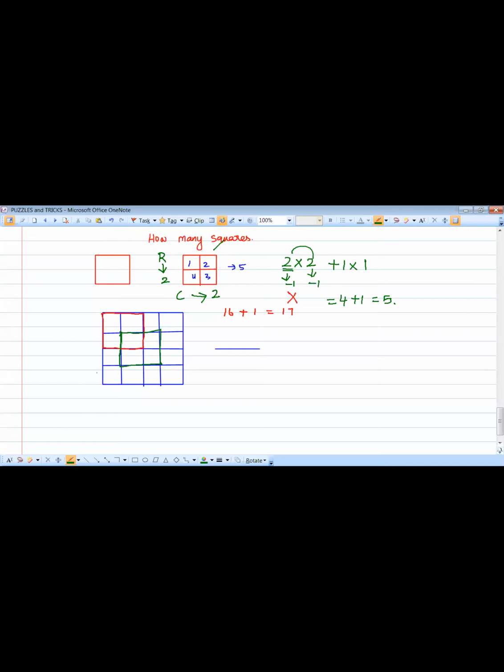Similarly, for this question, how many rows are there? 4 rows. How many columns are there? 4 columns. Okay. Now, very simple. First, 4 into 4 plus 3 into 3 plus 2 into 2 plus 1 into 1. 4 4s are 16, 3 3s are 9, 2 2s are 4, and 1. 16 plus 9 is 25, plus 4 is 29, plus 1 is 30. 30 squares are there. Totally, how many squares will be there? 30 squares. Do you all understand clearly?